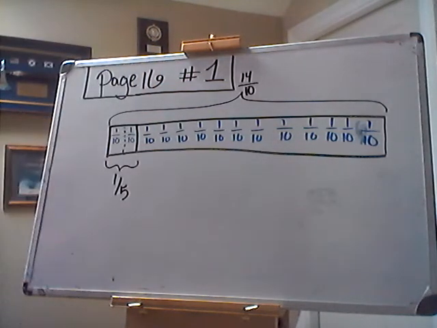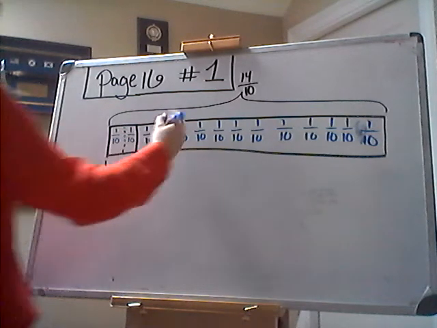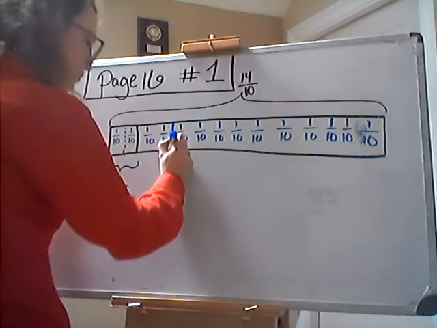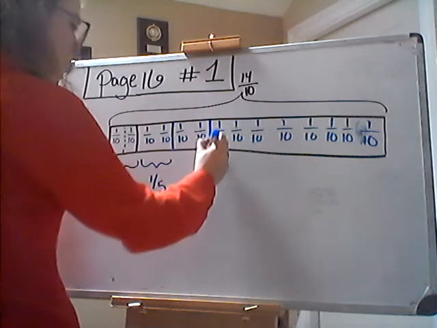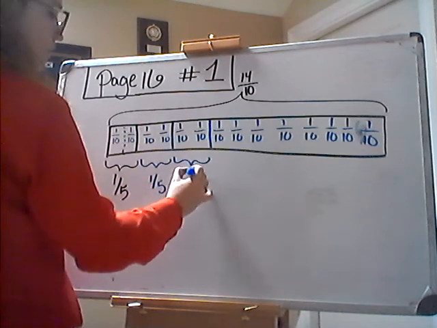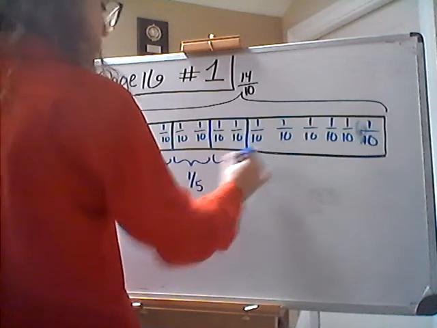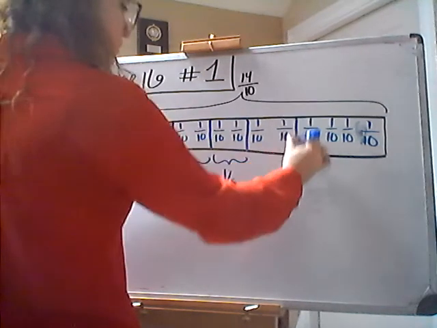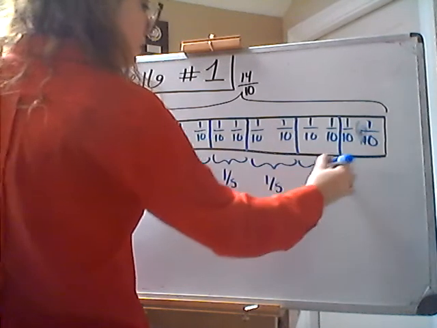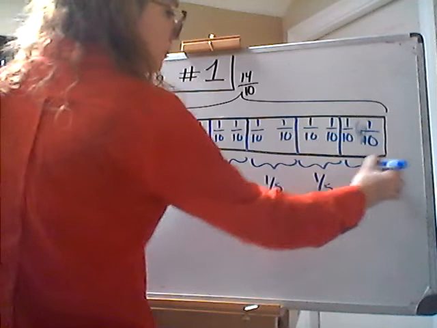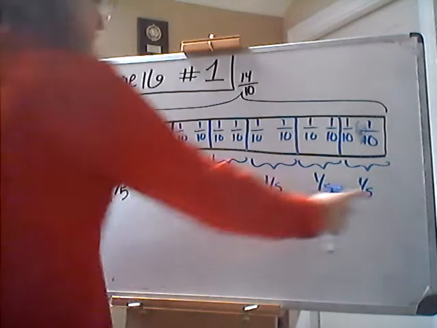Now I just need to model how many fifths that is. Each pair of them is 1/5. You can just draw like a line. That's 1/5. That's 1/5. This pair makes 1/5. This pair makes 1/5. This pair makes a fifth. And this pair makes a fifth. How many fifths is that? 1, 2, 3, 4, 5, 6, 7.